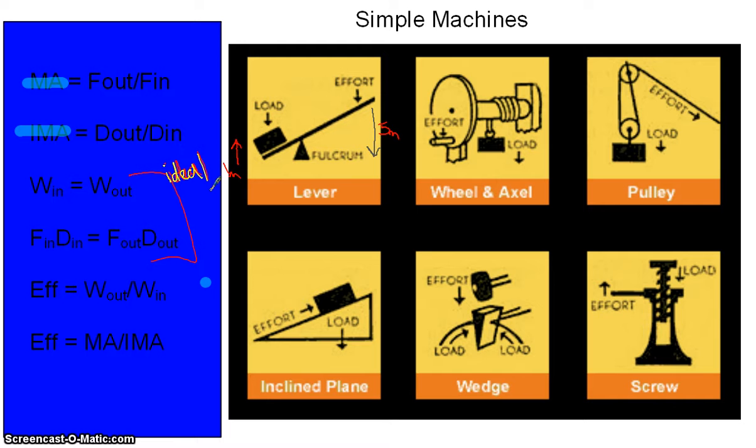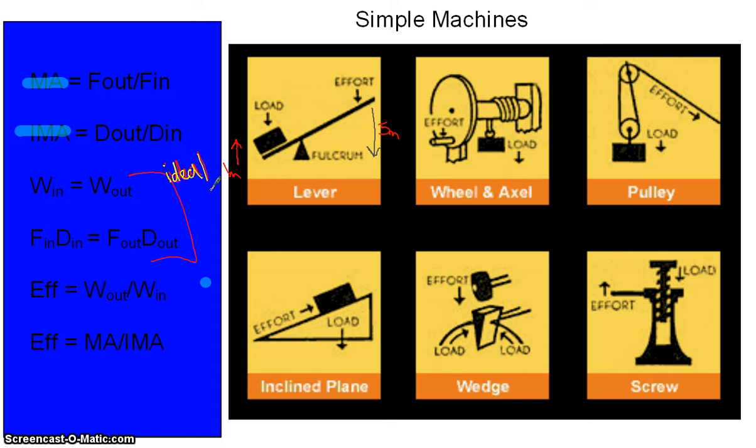Because real machines aren't ideal, we measure what's called the efficiency of the machine, which is the work out divided by the work in. You can show through some math that the efficiency can also equal the actual mechanical advantage of the machine divided by the ideal mechanical advantage the machine should have had based on how it's designed.